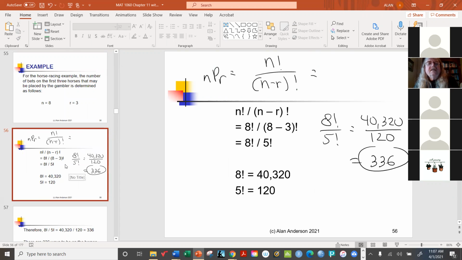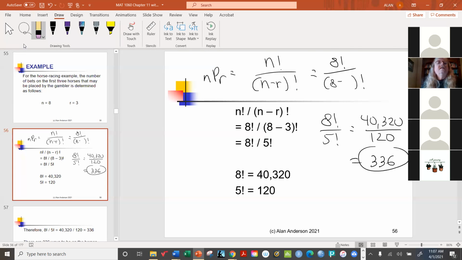All right, and so you can see the formula is here. I've plugged in the numbers. N is 8. R is, whoops, sorry, R is 3, my fault. And so this reduces, as you can see, to 8 factorial over 5 factorial. And when you plug that into your calculator, you will, in fact, end up at 336. That's how many different ways you can bet on this horse race.